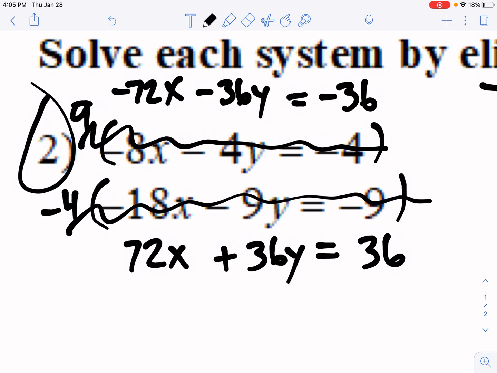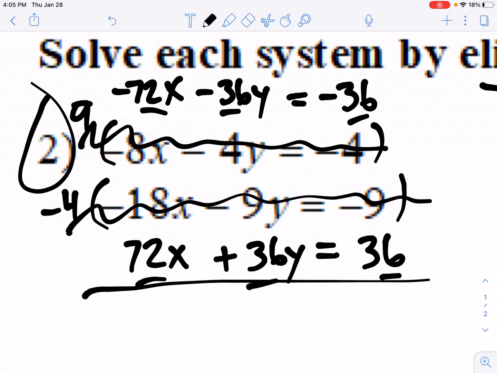Now with elimination, now that we've created opposite coefficients, we have a -36 and a positive 36, we just want to add the two together. But actually, notice we've created opposite coefficients here as well. So those are going to cancel out, and our constants are going to cancel out because they're opposites as well. And that actually plays into what we're talking about in terms of a true statement. So let's just add this together and see what we get.